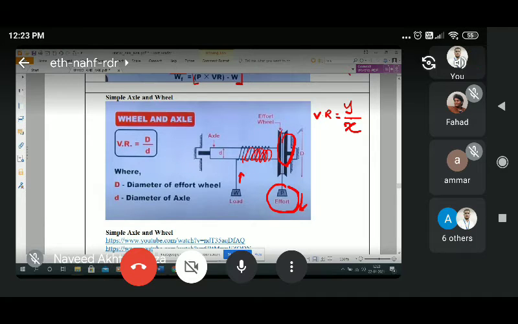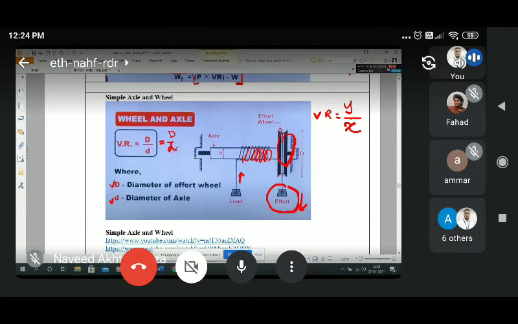Here the diameter of the wheel, where we apply the effort, is capital D, and small d is the diameter of your axle. Because of the axle, the load is lifted. What is the velocity ratio? It is the distance traveled by the effort to the distance traveled by the axle, that is the load. The diameter of the load side is small d and it comes in the denominator, and the effort side diameter is capital D. So capital D to small d is the velocity ratio for the simple axle and wheel.